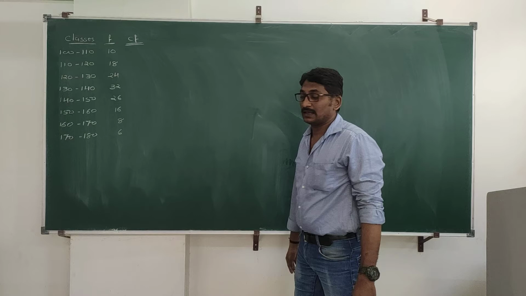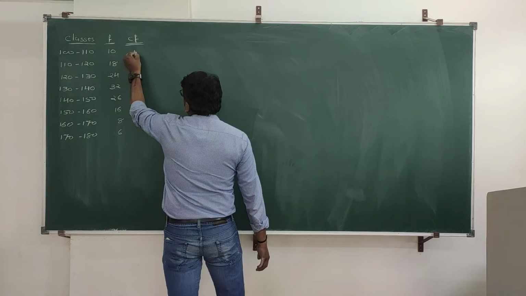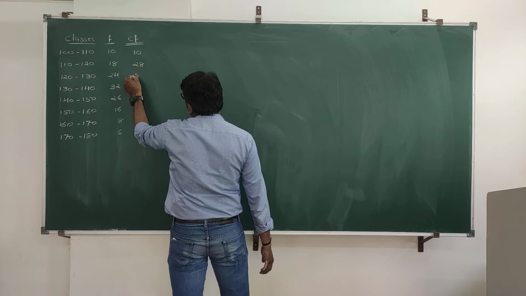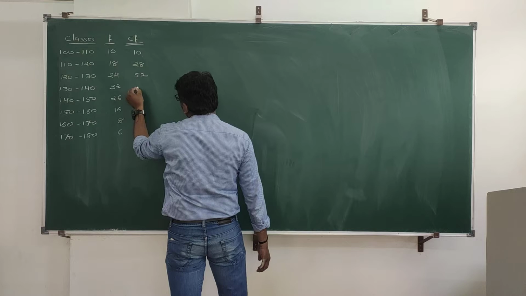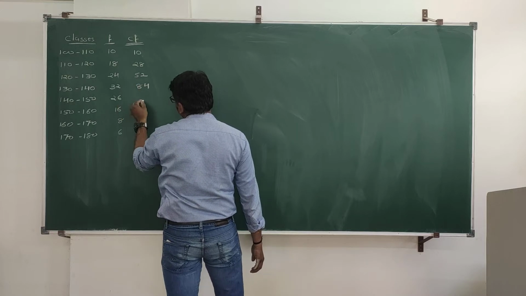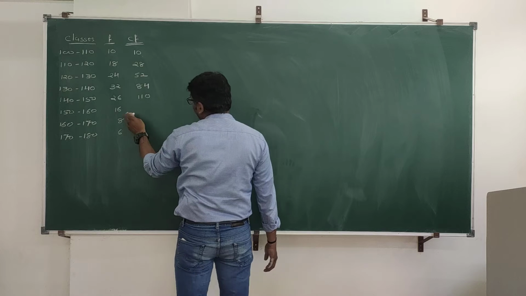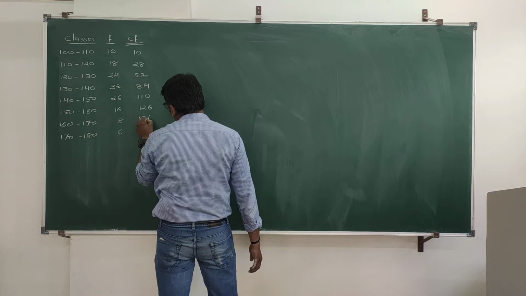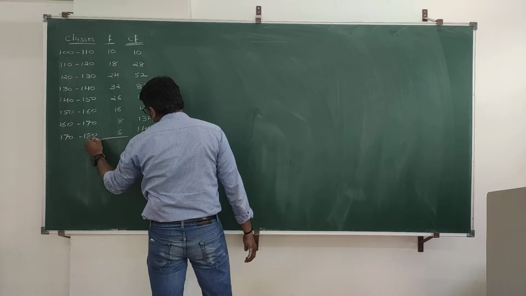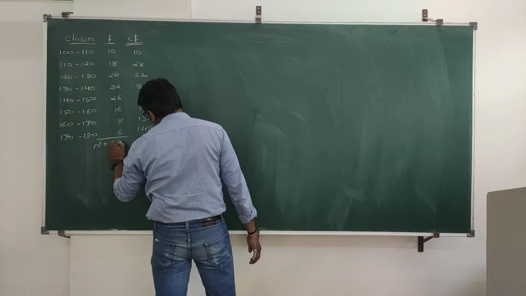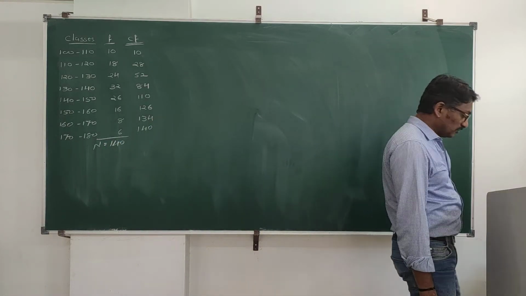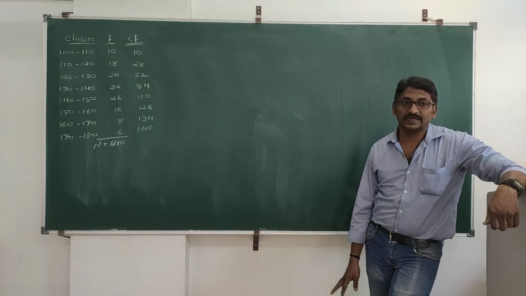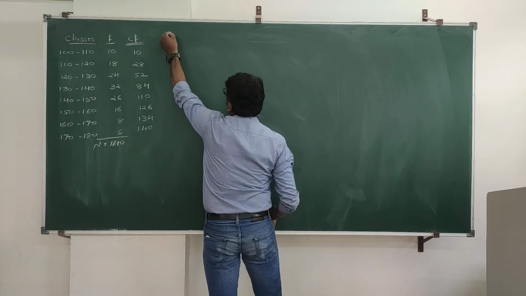Procedure is the same, like median. The CF column is required. 10 as it is. 10 plus 18, 28. 28 plus 24, 52. 52 plus 32, 84. 84 plus 26, 110. 110 plus 16, 126. 126 plus 8, 134. Plus 6, 140. Means your N value must be 140. Again, this is the only column required, as for the median. Directly we can go for the formula of quartile.